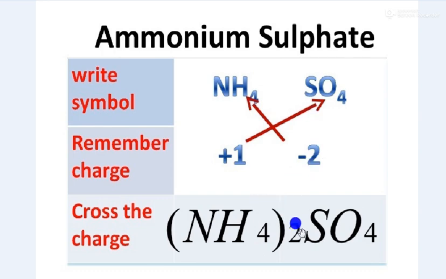(NH4)2SO4. Because see, the valency of ammonium will be written on the right side of sulfate, and the valency of sulfate you will write on the right side of ammonium. So the formula is (NH4)2SO4.